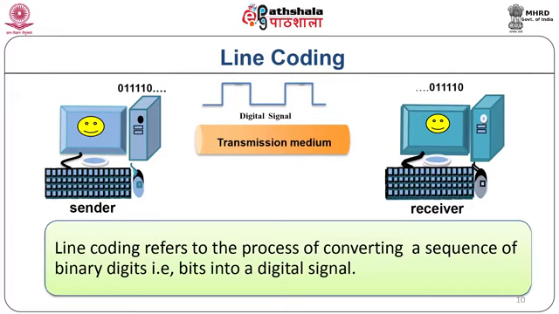Line coding refers to this process of converting a sequence of binary digits, that is bits or digital data, into a digital signal. At the sending end, digital data are encoded into a digital signal, and at the receiving end, the original digital data is recovered by decoding the digital signal. Data are encoded in a way that the timing information of the bit stream is maintained and the logic level ones and zeros can be detected. In this module, we shall learn the various encoding techniques to convert digital data into digital signal.